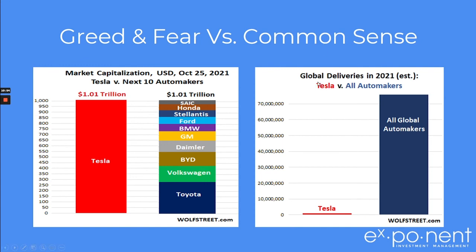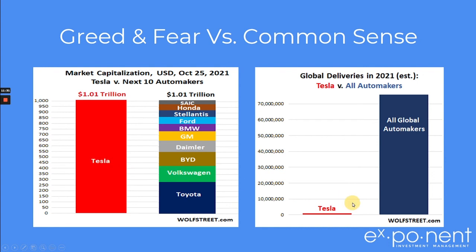Here's another way to look at it. The global deliveries of cars, the estimates in 2021: these 10 car makers are expected to deliver nearly 80 million cars in 2021. Tesla, less than 1 million, maybe slightly above 1 million. We can argue about that detail, but clearly the gap is stupendous. So let me ask you this. Does this look like common sense when you look at the car deliveries and the market capitalization?